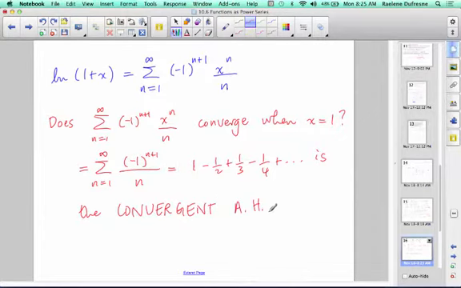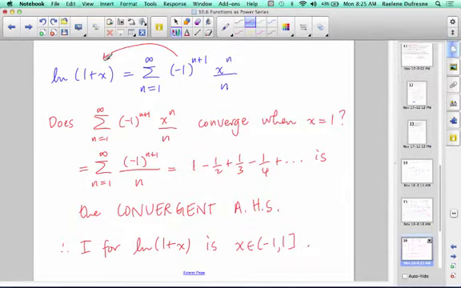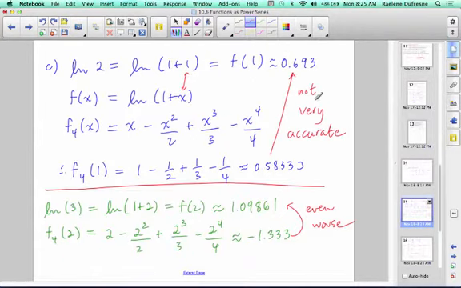alternating harmonic series. So therefore, the interval of convergence for the ln of 1 plus x power series is x contained from negative 1, not included, up to and including 1. Which means that this series should and will converge to the ln of 2 when x is equal to 1. So how do we make that a better and better approximation? We weren't so far off. We had 0.58333 and 0.693.